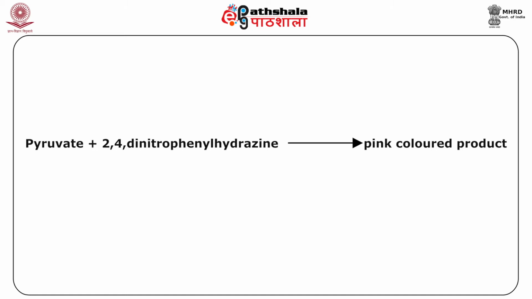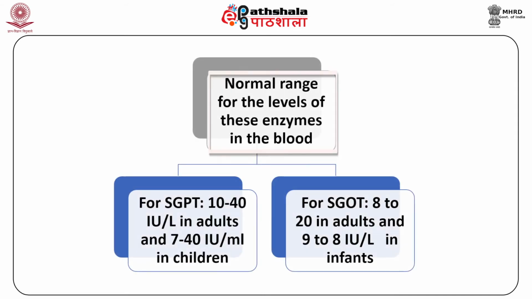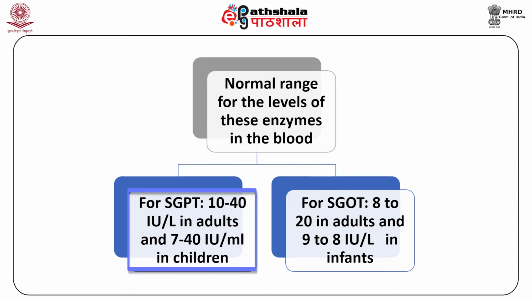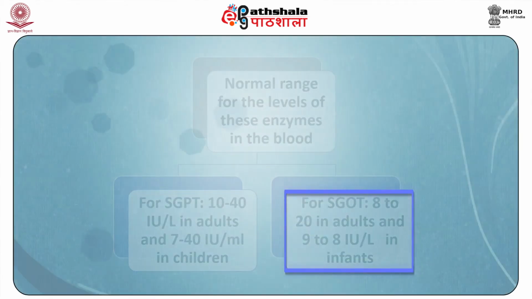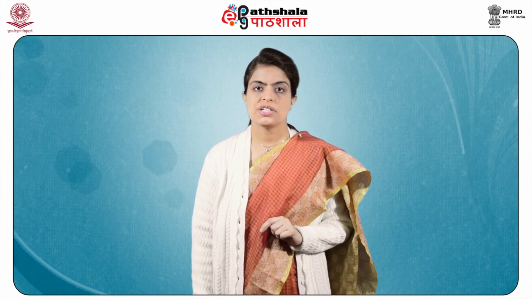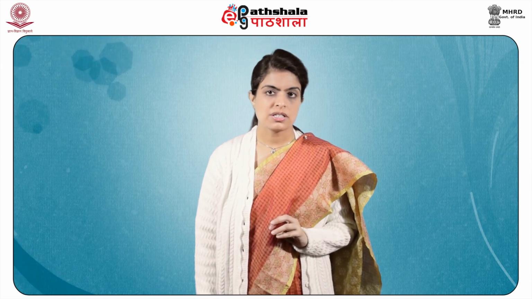the activity of SGPT. The normal range for the levels of these two enzymes in the blood is, for SGPT, 10 to 40 international units per liter in adults and 7 to 40 international units per liter in children. For SGOT, it is 8 to 20 international units per liter in adults and 9 to 8 international units per liter in infants. These values are subject to variation with respect to age, gender, and body weight.